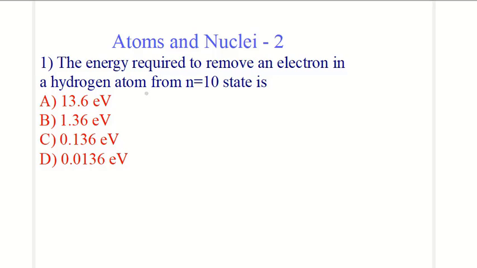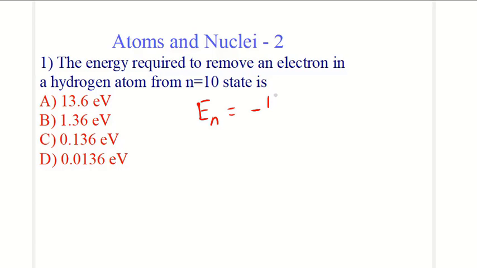Today we will be doing atoms and nuclei part 2. The first question: the energy required to remove an electron in hydrogen atom from n equal to 10 state is. So how much energy is required to remove an electron from the 10th state, n equal to 10? First of all, we will write the equation for the energy. Okay, so this E n means the energy of the nth orbital.